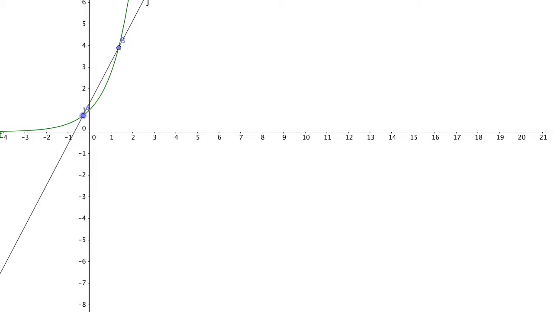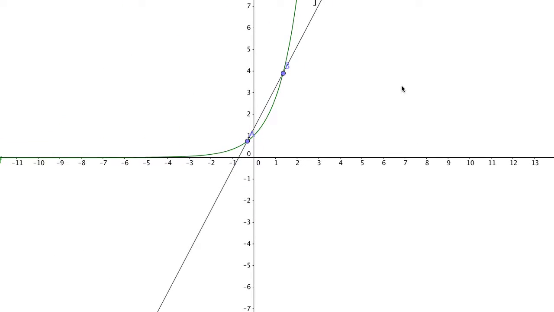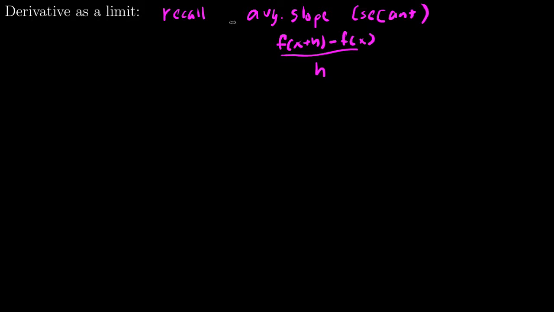Looking at this, we have two functions and two separate points. I can have a rise, which is the distance from here to here, and a run. But now the question comes in, how do I use an average slope to find a tangent slope? So here's the idea.